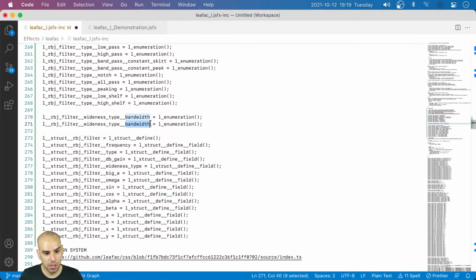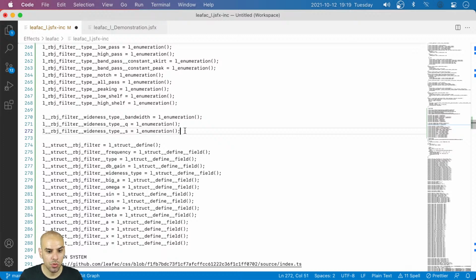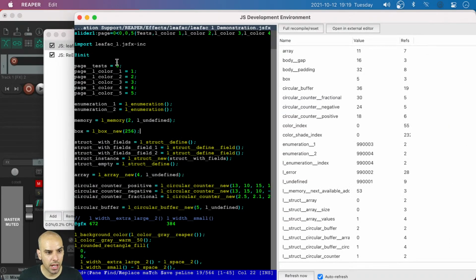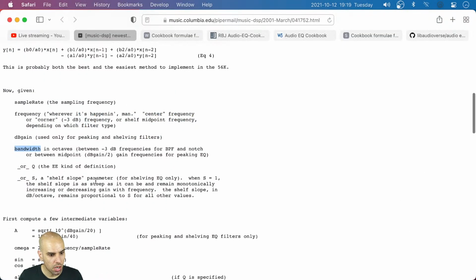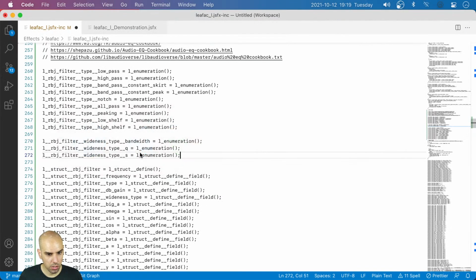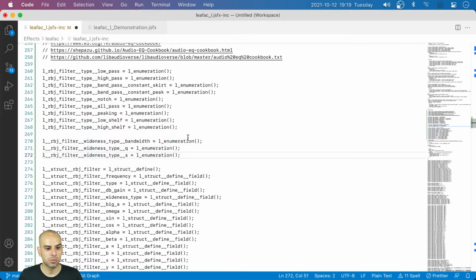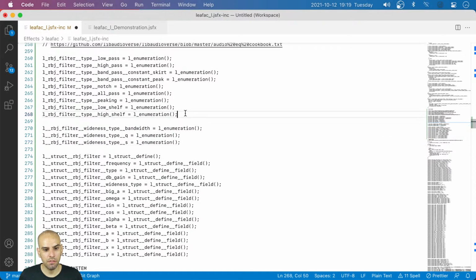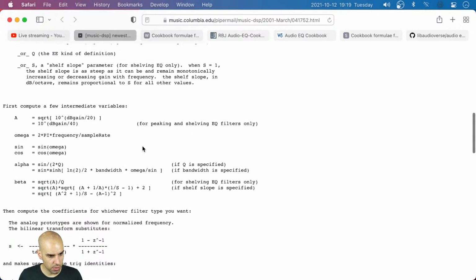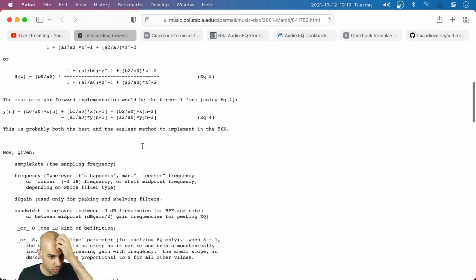So you can do bandwidth, you can do Q, and you can do S. Remembering that S is only for shelving. Yeah. So we'll have to have a check. If you are shelving, then you can define the wideness using S. Otherwise, you are restricted to bandwidth or Q. And there is a nice formula somewhere in here to translate between the two.